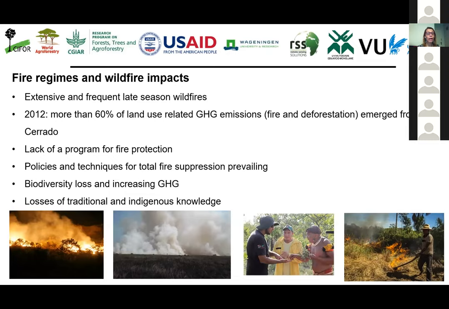Along the years, Cerrado has been affected negatively by changes in fire regimes and wildfires, with many extensive and frequent late season wildfires. In estimates carried out in 2012, it was found that 60% of the greenhouse gas emissions related to land use, fire and deforestation came from Cerrado. With the lack of an effective program for fire protection and a policy of zero fire, where the total suppression of fire from the ecosystems was the focus, we observed biodiversity loss and an increase in GHG emissions. In addition to that, considering the zero fire policy and the presence of many indigenous communities in Cerrado, we also met losses of traditional and indigenous knowledge on fire use.